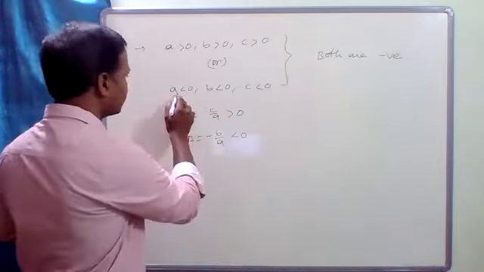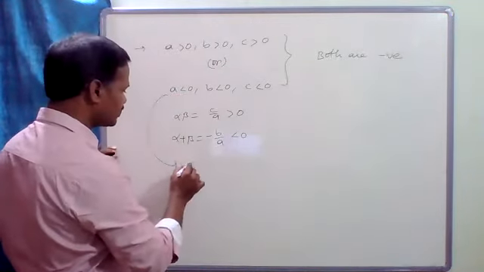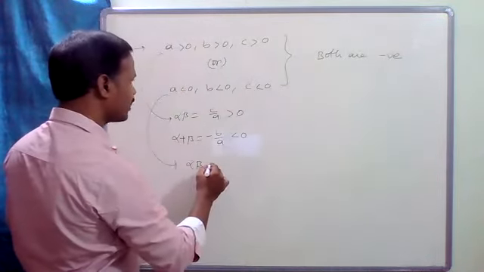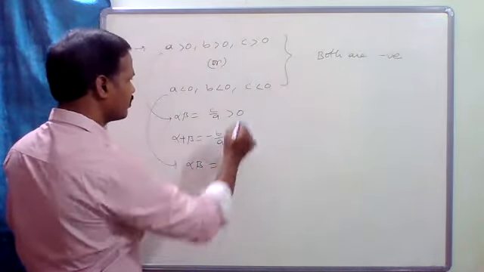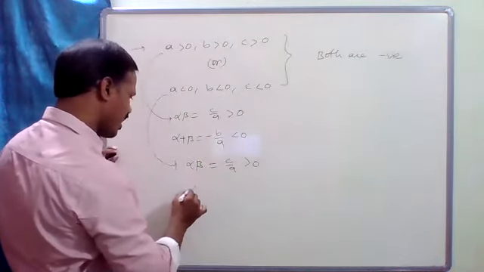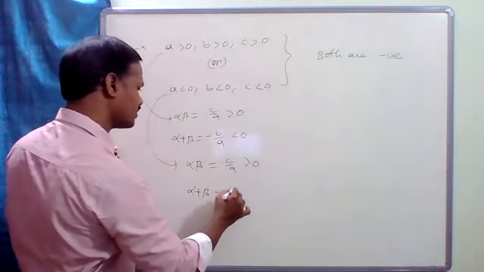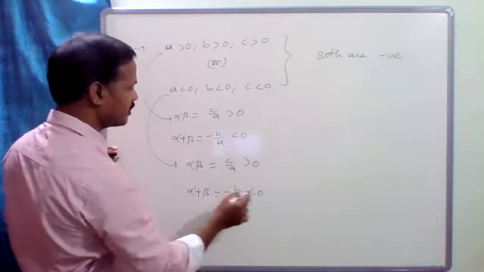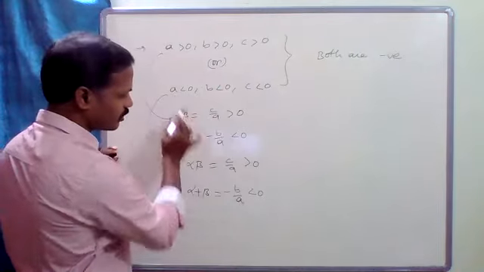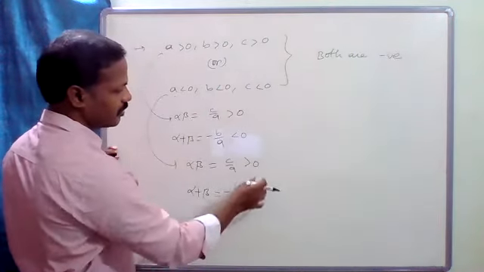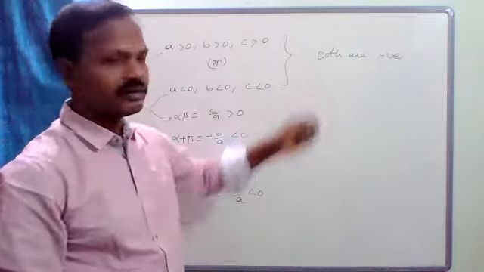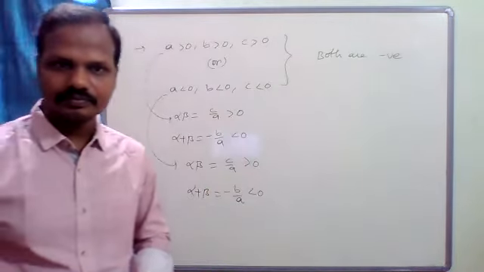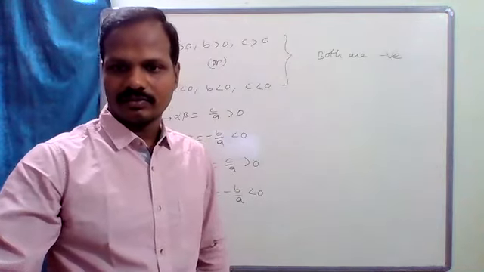In this case also, alpha beta equal to C by A, which is greater than 0. Alpha plus beta equal to minus B by A. This is less than 0 because minus B is positive and A is negative. So less than 0. So both are negative roots. Is it clear?